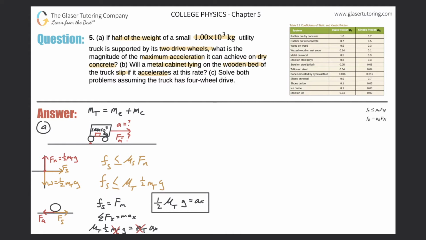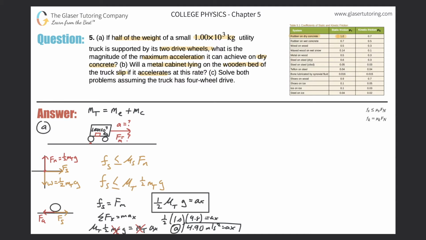So in order to answer the question here, it'd simply be 1/2 times, we got to go to our table now, find rubber on dry concrete. There it is. And the coefficient of static friction is 1. So we plug that in, 1.0. And then gravity is 9.8, multiplied by a sub x. And look, this works out to be 4.90 meters per second squared, which is equal to the acceleration. So that's how we get our answer to letter A. All right, so that's A.